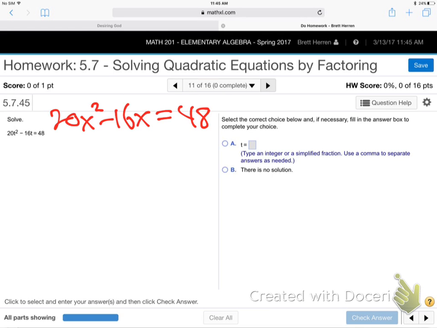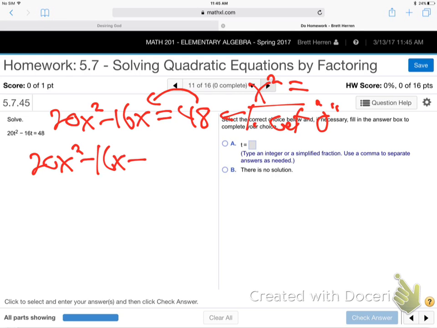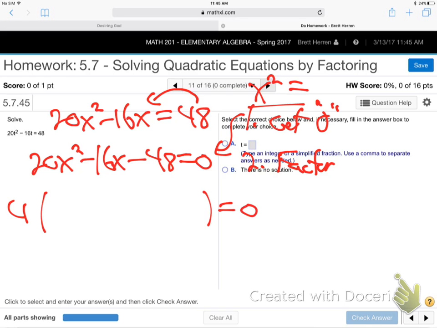Right, so step 1, jump this over. So x squared with an equal sign, step 1, get a 0. So we get 20x squared minus 16x minus 48 equals 0. So there's step 1, we got our 0. Step 2, factor. Now, what's the first step in factoring that thing? Look at them and say, what's in common? What do they all have? 4, right? Doesn't 4 go into all of them? Use your calculator. Divide them all by 4 and find the new inside numbers.